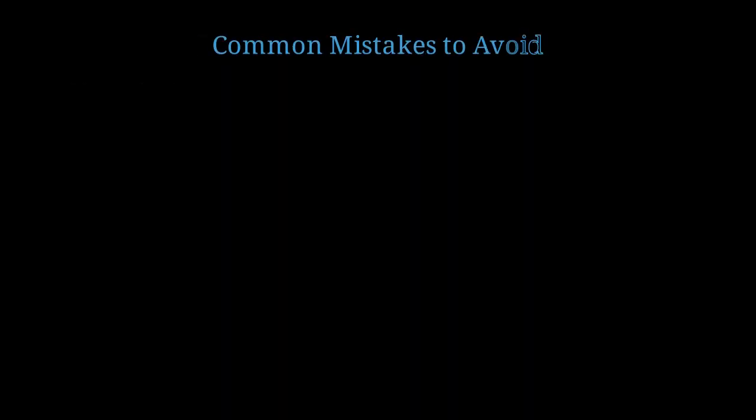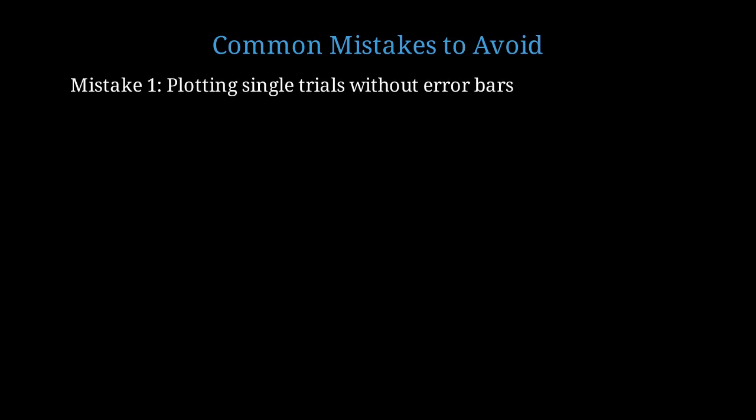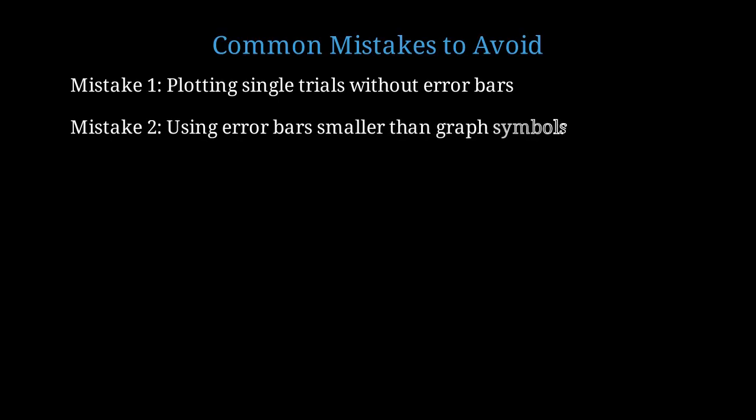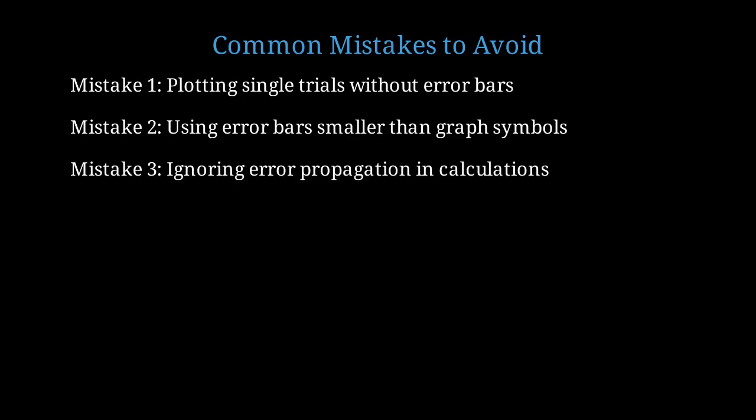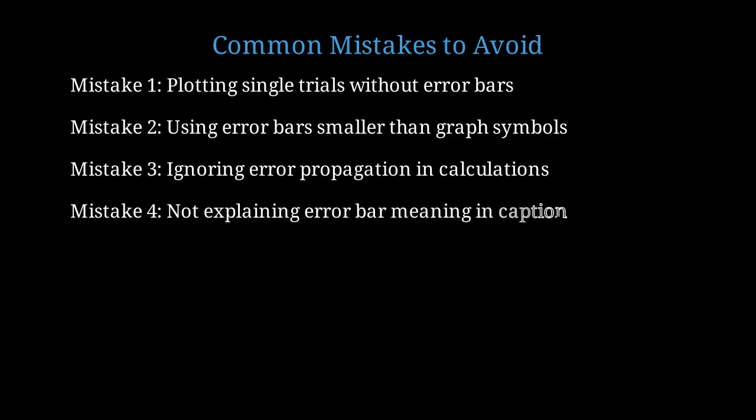Let me highlight some common mistakes students make with error bars that you should avoid. Mistake number 1, plotting single trial data points without any error bars. This provides no information about reproducibility. Mistake 2, using error bars that are smaller than the symbols used to plot points, if uncertainty is that small, stated in the caption. Mistake 3, calculating derived quantities but ignoring error propagation. All derived quantities must have error bars too. Mistake 4, not explaining what the error bars represent. Always state in the figure caption, error bars represent standard deviation of 5 trials or similar.